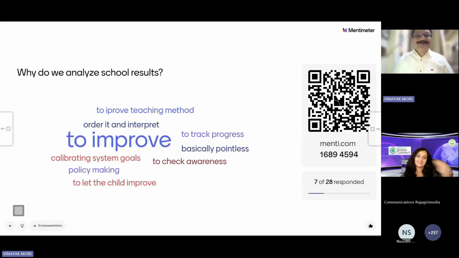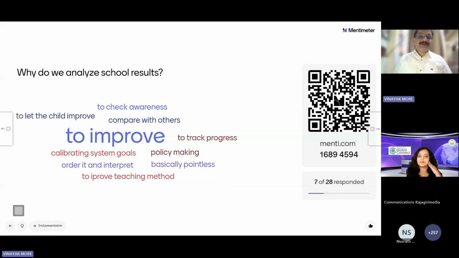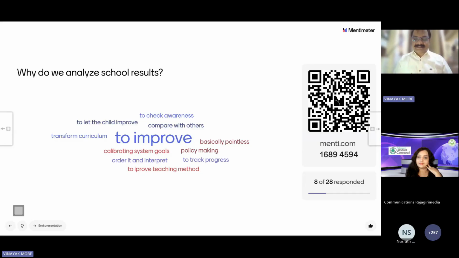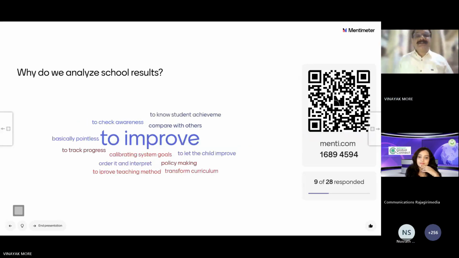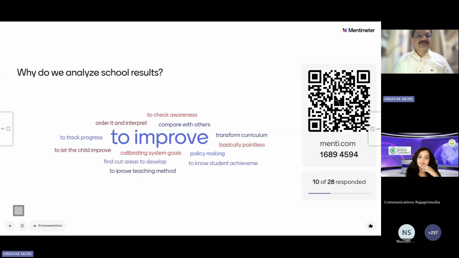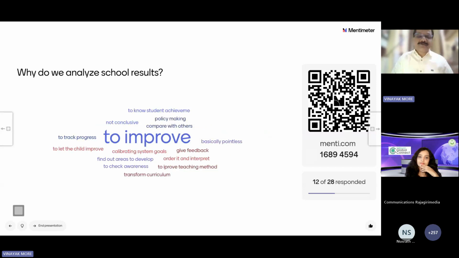To improve teaching method. Okay, yes, it is a feedback to the student teacher as well. Okay, to improve. So basically to improve the system, right from the policy making, compare with others. Yes, comparative analysis if you want to do, to compare one student's progress with the other student's progress, or one particular group of students, maybe division A's performance with division B.